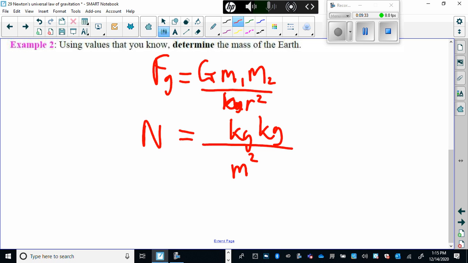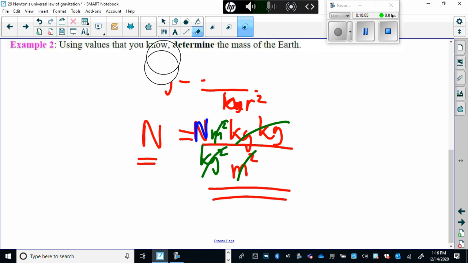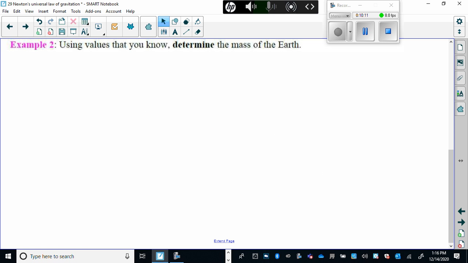So what are the units for G? Well, if I've got newtons over here, then I need to have newtons over here. So let's put newtons in for G. But then I need to get rid of all the other stuff. So I'll put meters squared up here, which cancels out those, and I'll put kilograms squared down here, which cancels out those, and then I'm left with newtons equals newtons. So that's why the constant G, the gravitational constant, has such odd units.